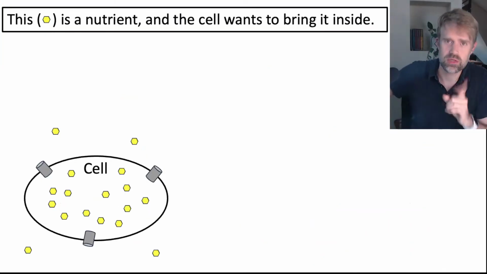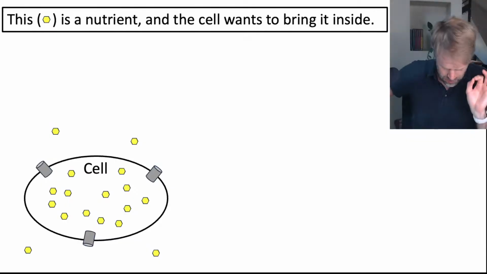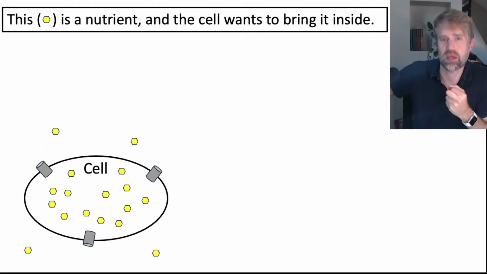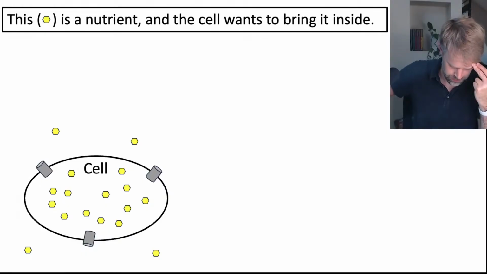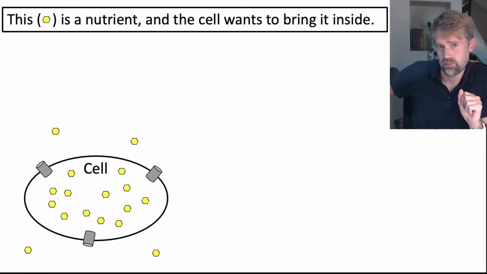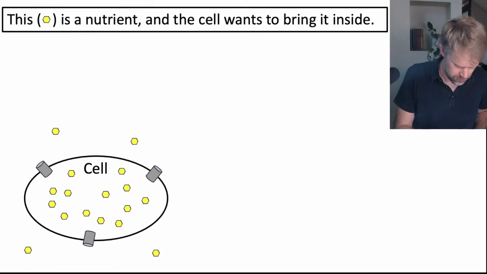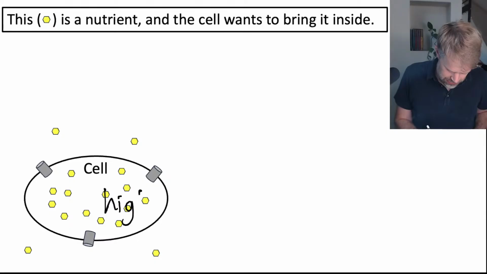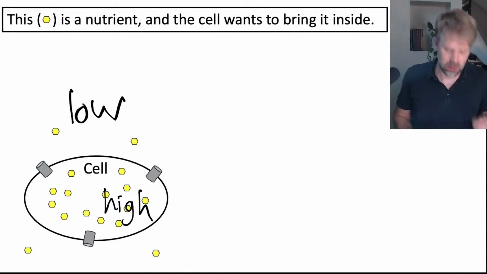Yes. Look at this. We have these little yellow hexagons here. Imagine this is a nutrient. Imagine this is something that the cell wants to bring inside. Think about it. Can you see a problem here? Okay, let me tell you what the problem is, or the challenge. The problem is currently we have a high concentration inside the cell, and we have a low concentration outside of the cell.